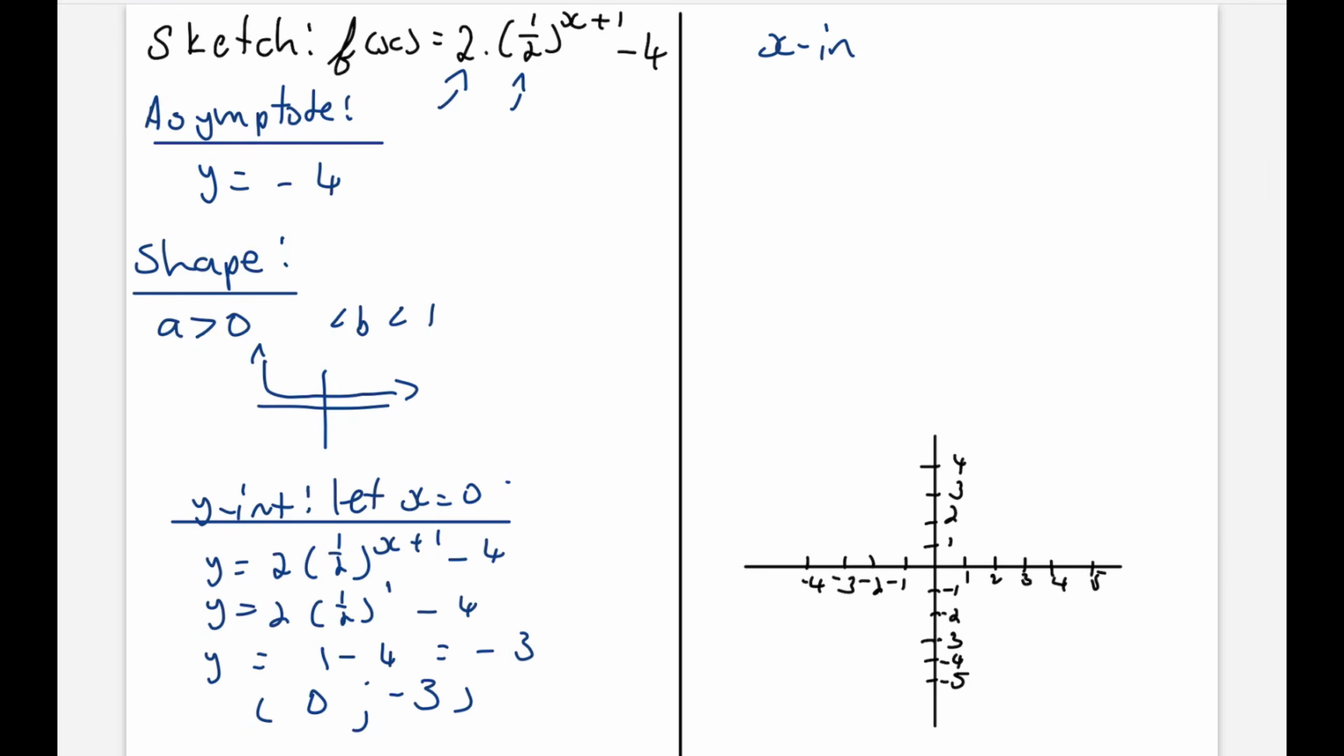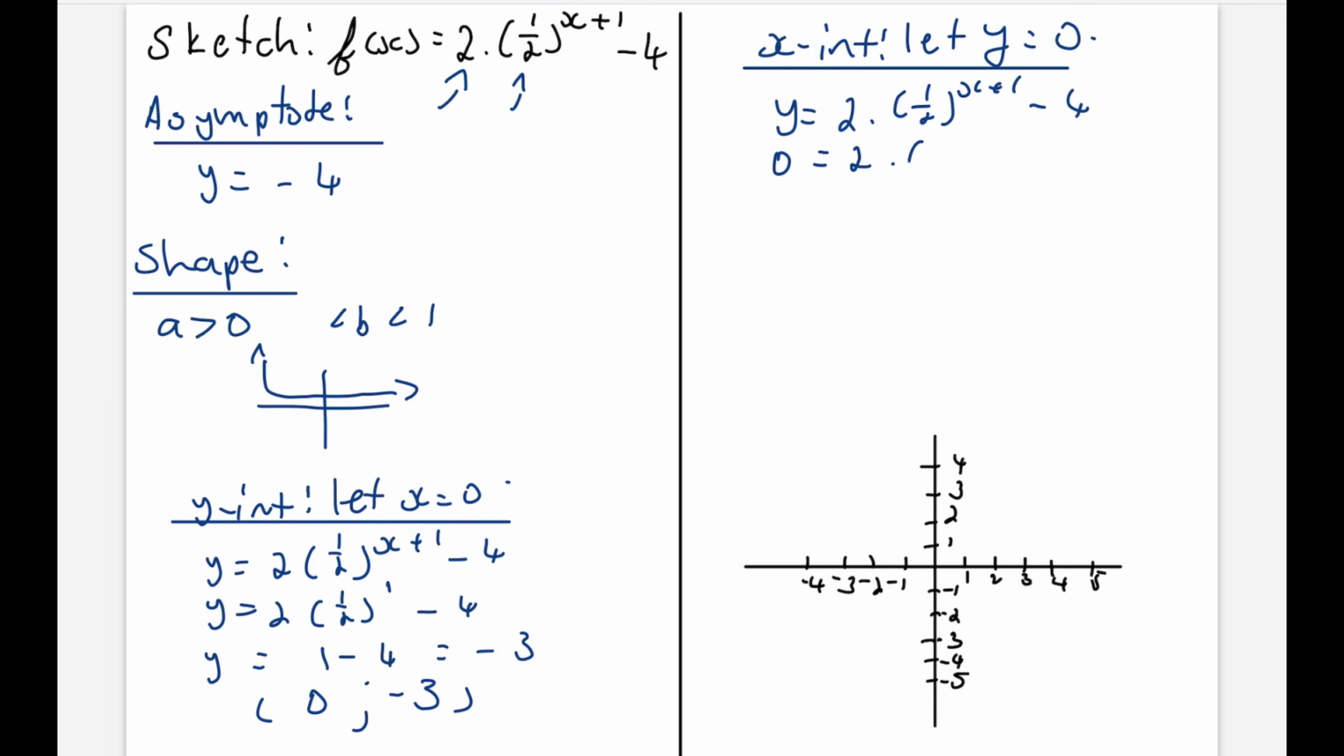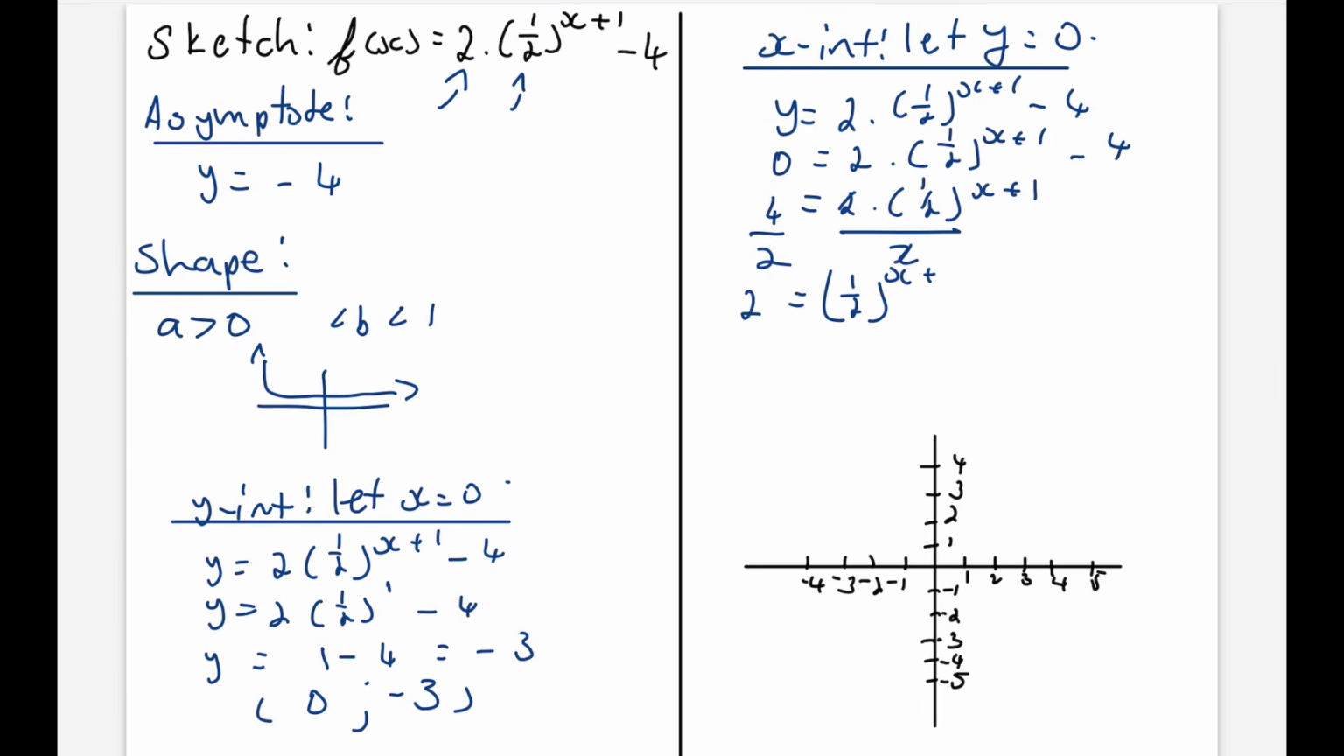We can find our x-intercept by letting y be 0. Now, y is equal to 2 times a half to the power of x plus 1, minus 4. In place of y, we should put 0. So we have 0 is equal to 2 times a half to the power of x plus 1, minus 4. If we move 4 to the other side, we have 4 is equal to 2 times a half to the power of x plus 1. If we divide both sides by 2, we get that 2 is equal to a half to the power of x plus 1.